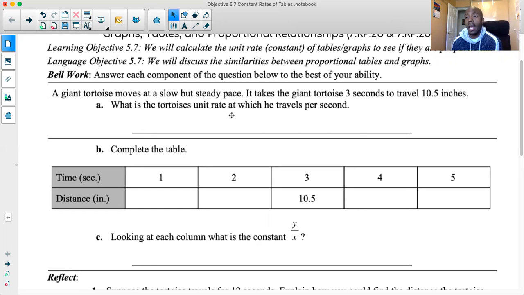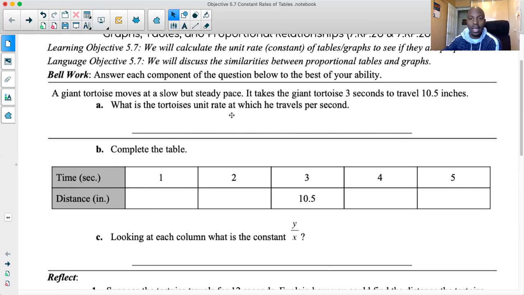All right, I'm hoping that you took that time to pause the video, or take now if you need to pause the video. I am not going to go over every piece of this bell work to give you the answers, but I will let you know what the unit rate is, and that should be able to help you calculate the constant or determine what the constant is, because as I mentioned before, the constant and the unit rate are very similar, and it should allow you to fill in this table as well as answer those reflection questions.